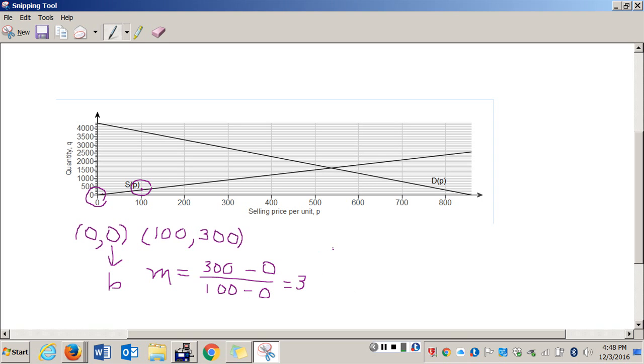So the line of the supply, S of P, is equal to 3 times P, and then plus 0 for the y-intercept, or simply 3P.